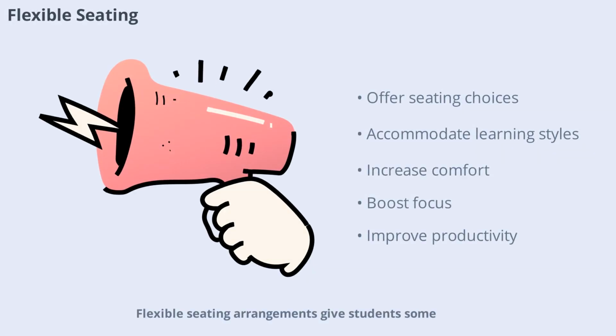Flexible seating arrangements give students some choice in where and how they work. Options like standing desks, floor cushions, or group tables can accommodate different learning styles and needs. Allowing students to choose their seating can increase comfort and focus, leading to better behavior and productivity.